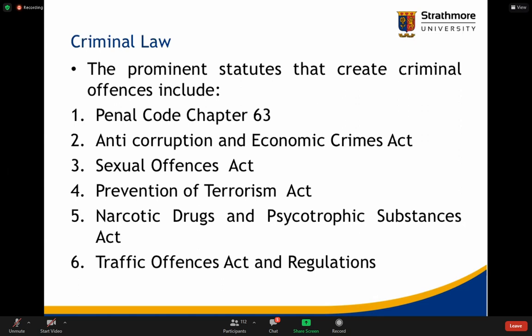The Sexual Offences Act is where you get all those heinous sexual crimes defined. The Prevention of Terrorism Act is also a statute passed by Parliament to create specifically offences with regard to terrorism. Then the Narcotic Drugs and Psychotropic Substances Act, then the Traffic Offences Act and Regulations. So these are examples of such acts.